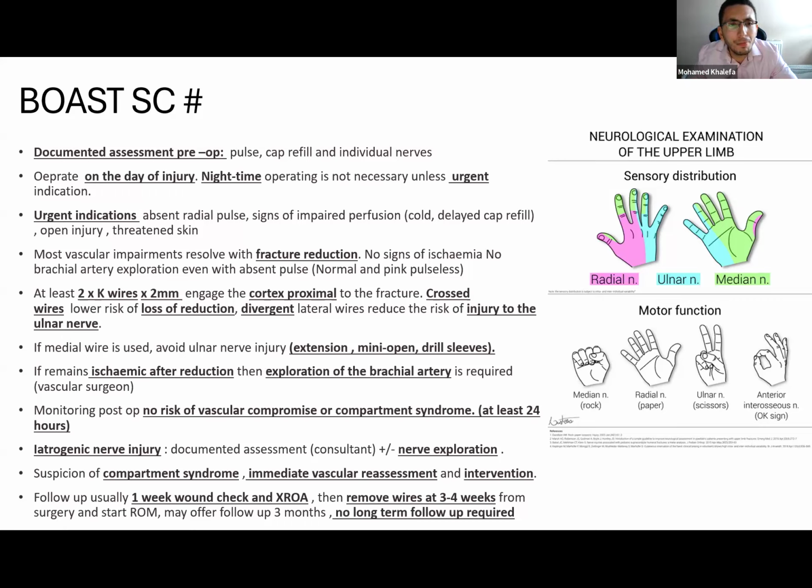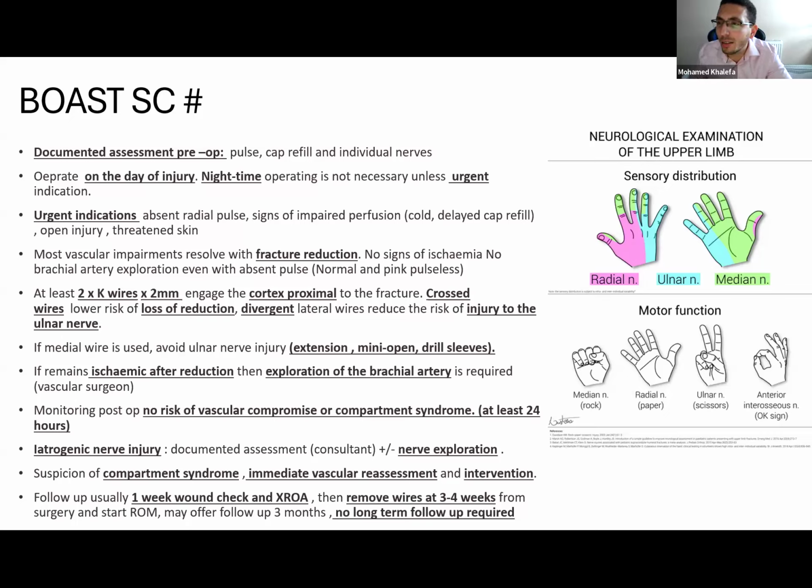So first of all, it has to be documented pre-op, and you have to document a few things carefully. One, the radial pulse. Two, the capillary fill. And three, the individual nerves. You don't just say, I will do a neurovascular examination. This will fail you. You have to say specifically what you're going to look for: radial pulse, capillary fill, and individual nerves.